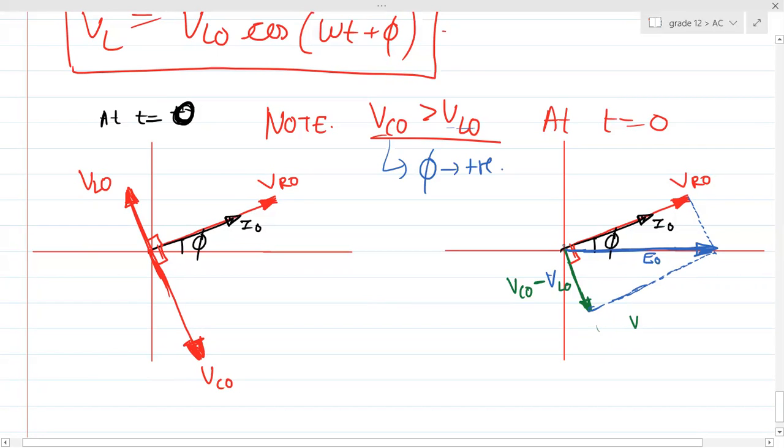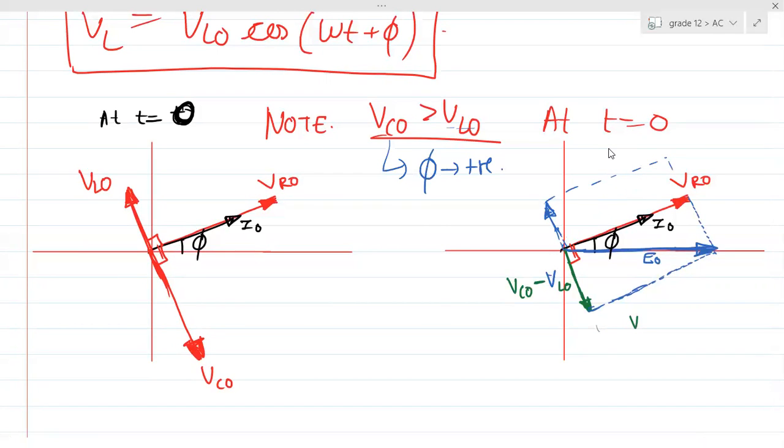Now suppose instead of VC naught, VL naught would have been bigger, then this vector should lie somewhere over here, right? Yes or no? If VL naught is bigger than VC naught, then this vector which I have drawn in the downward direction shall be drawn in that direction. And then when I take the resultant, this will be the resultant E naught, right? But can you see E naught's equation does not have a certain angle. E naught's equation was basically sine omega t with no phase at all.